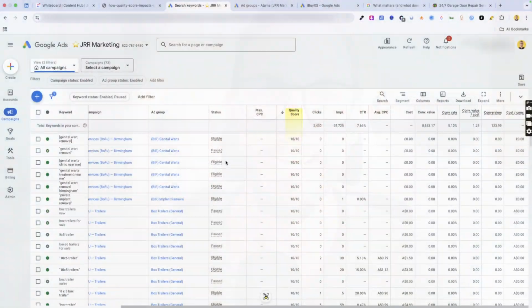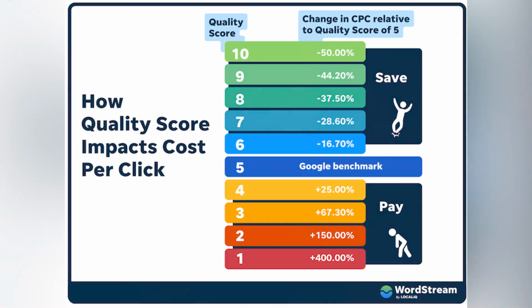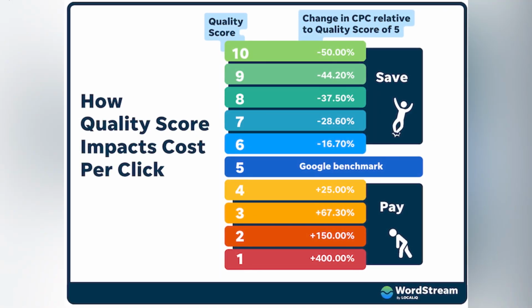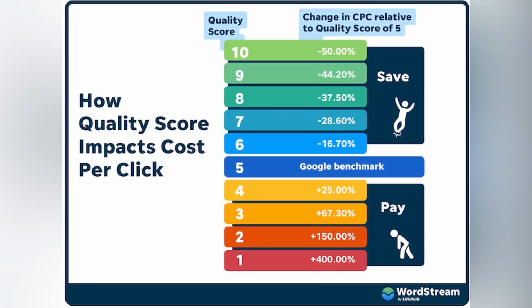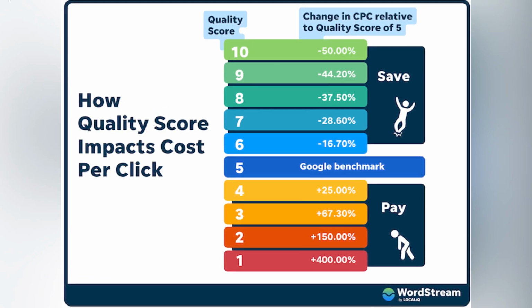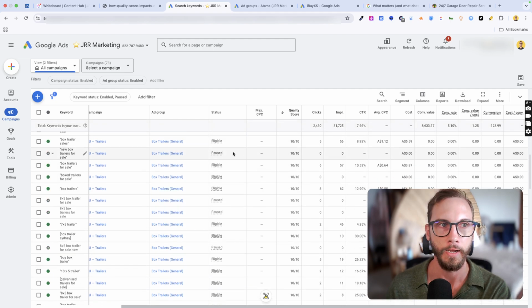I've achieved 10 out of 10 quality scores across hundreds of keywords in many different industries. And so in this video, I'm going to show you how to actually improve your quality scores so that you can reach those sweet discounts, the 10 out of 10s that everyone wants, so that they can get 50% off each click.